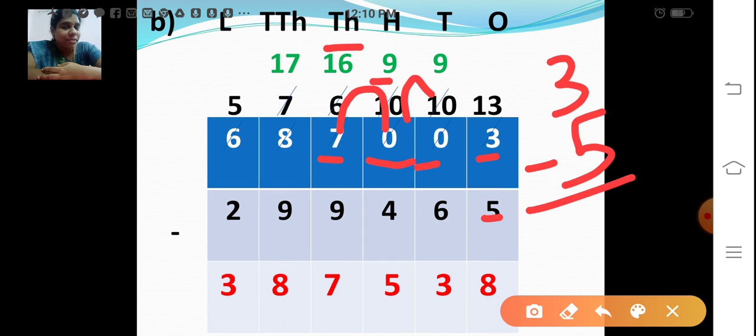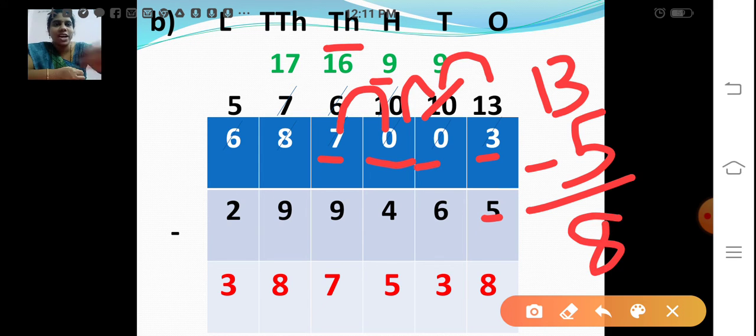Now what number I'm having in tens place? 10. Now I'm going to borrow 1 from the tens place now. So 10, if I'm giving 1, my tens place will become 9 and my ones place will become 13, because I'm going to give 1 ten. That means 10 ones plus 3 ones, 13 ones. So 13 minus 5 is, start from number 5, count forward till you reach 13. After 5, 6, 7, 8, 9, 10, 11, 12, 13. 13 minus 5 is 8 ones.